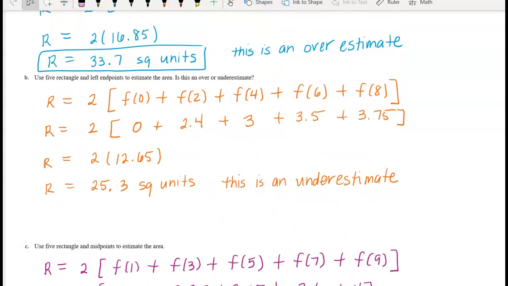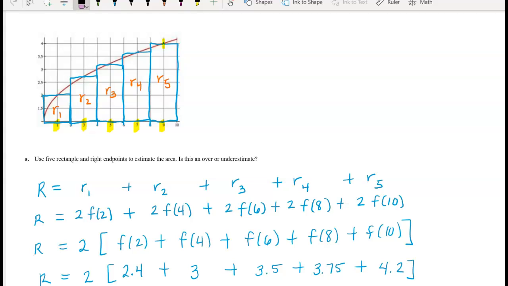An even better process would be to use more rectangles, right? So rather than just having 5, what if I had 10? If I had 10 rectangles, and I'm using the midpoint for all of these that I'm going to draw, I'm taking the midpoint in between 1 and 2, and 2 and 3, and here the midpoint in between 3 and 4. So I can see that the more rectangles I have, the better that estimate is, because I'm getting closer and closer to the actual function.